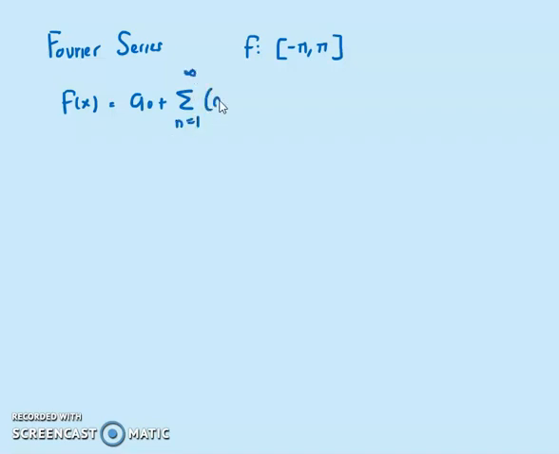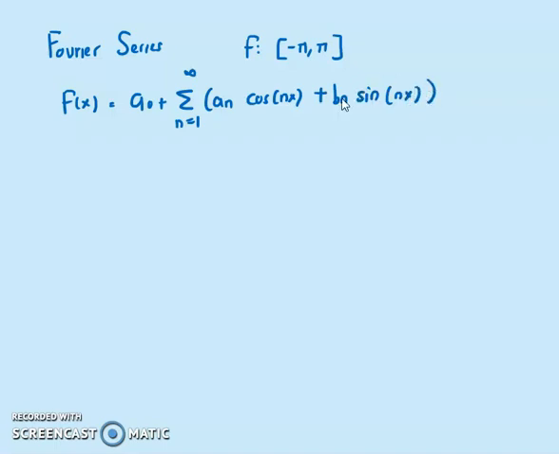Examples. Okay, but let's just recall what the Fourier series is for. So the Fourier series for the function f(x) in the interval minus pi to pi is given by a naught plus the summation n equals 1 to infinity of an cos nx plus bn sin nx.